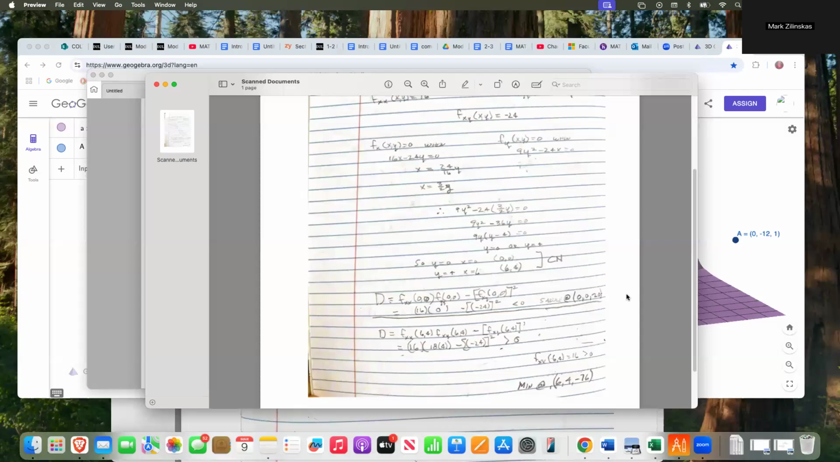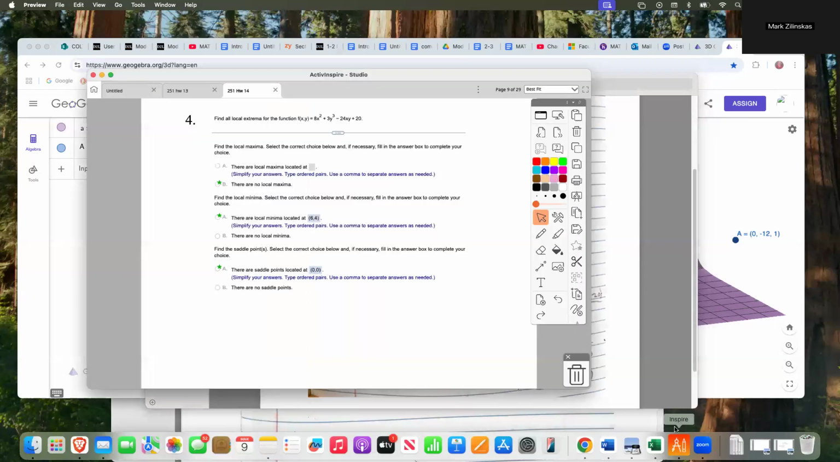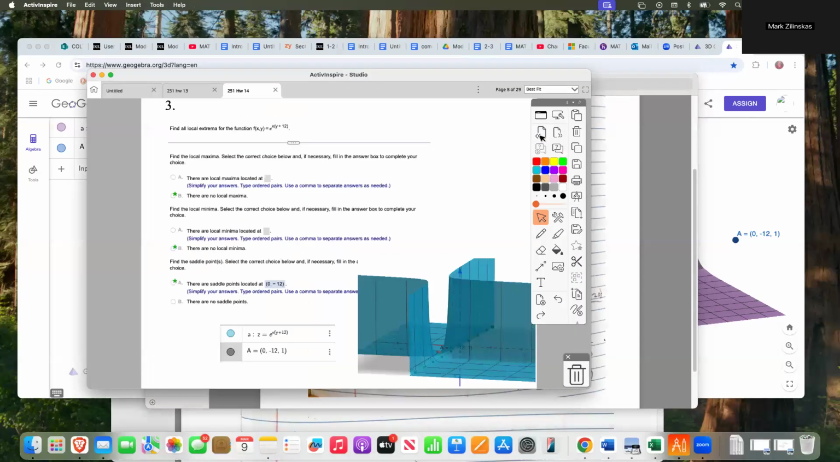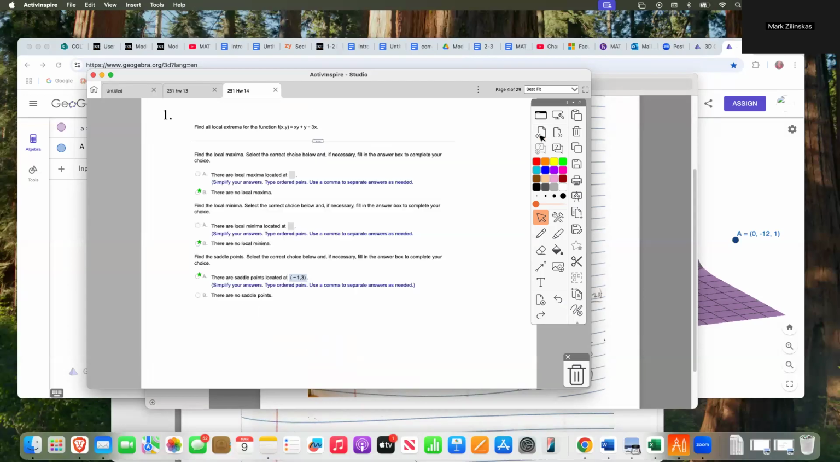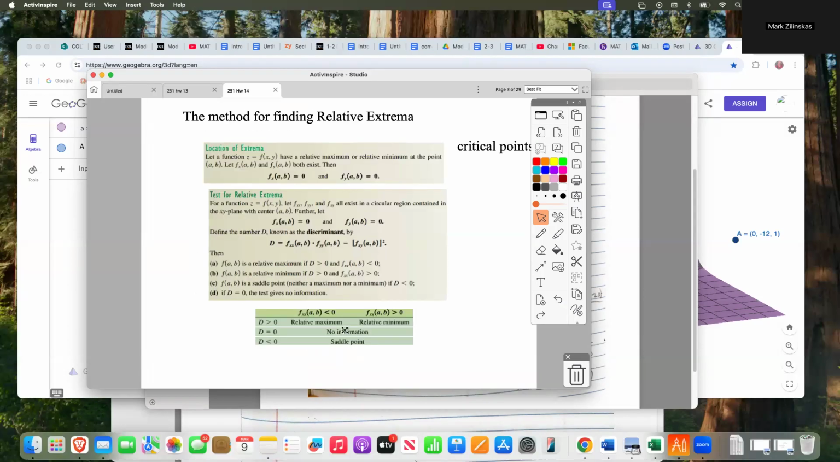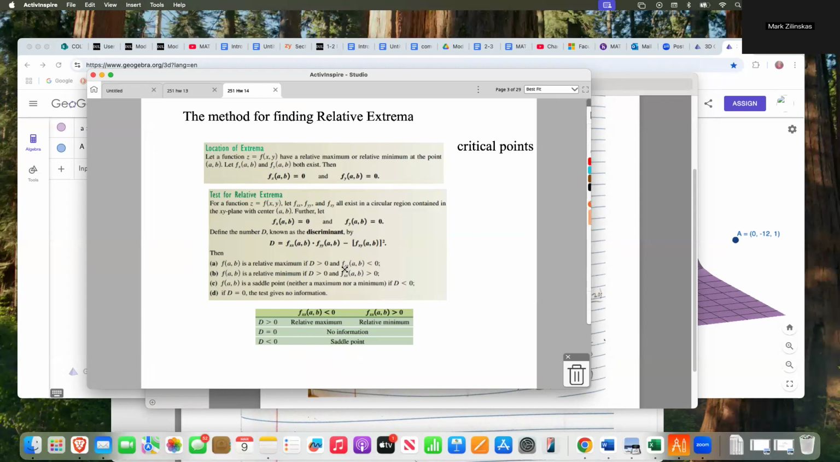I have a minimum. Okay, so I'm going to go back here just to show you that criteria real quickly. Here we go. We just got to go back to this chart, right? So again, the first thing is my discriminant's positive, right? And then I evaluate the second partial with respect to x at that critical point, and it's less than zero. Therefore, I have, or I'm sorry, it's greater than zero. Therefore, I have a relative min there.